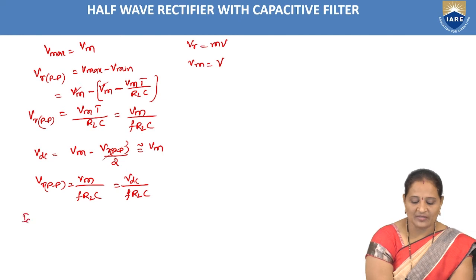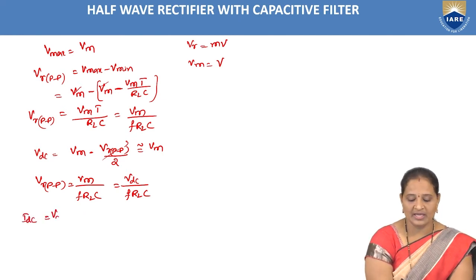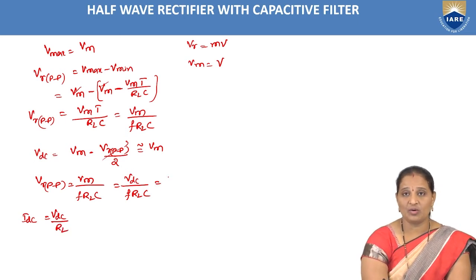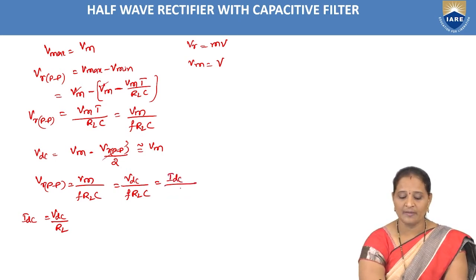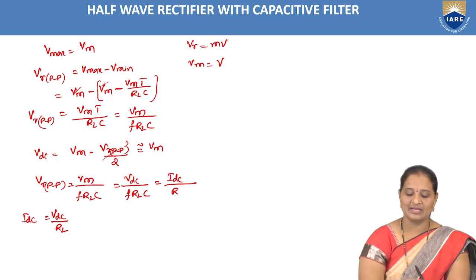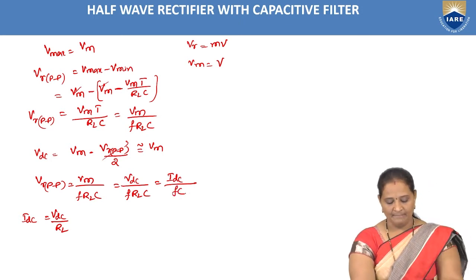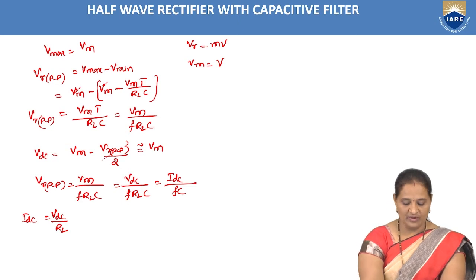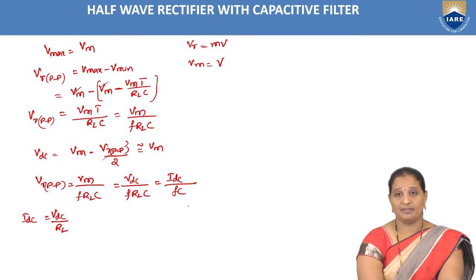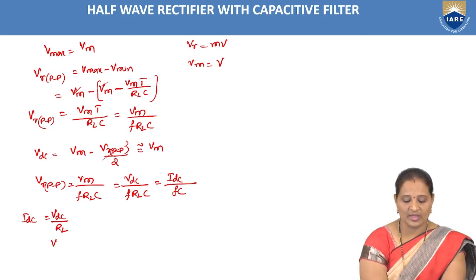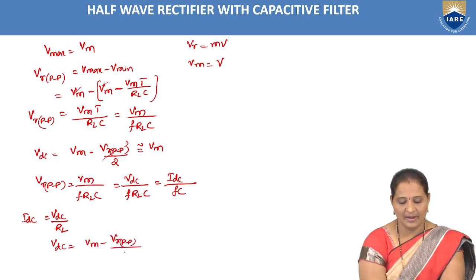So already we know that the DC current flowing through the load resistor is given by IDC, which is equal to VDC by RL. So the peak to peak value of the ripple voltage in terms of the DC current flowing through the load resistor is given by IDC by FC. So this is the peak to peak value of the ripple voltage. And already we know that VDC is equal to Vm minus VR peak to peak divided by 2.